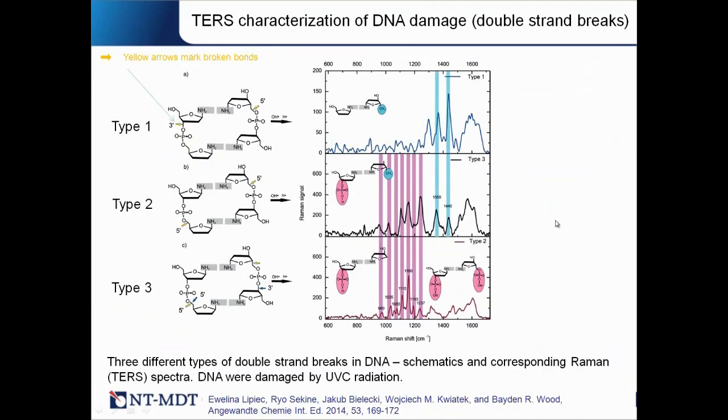The DNA molecules studied in this work were previously damaged by ultraviolet radiation, and actually the main target of the investigation was to identify double-strand breaks in DNA molecules induced by ultraviolet. By statistical analysis of TERS spectra obtained from different molecules in different regions, it was possible to find 3 specific Raman signature spectra corresponding to 3 different types of double-strand breaks in an individual DNA molecule, the breaks that were induced by ultraviolet.